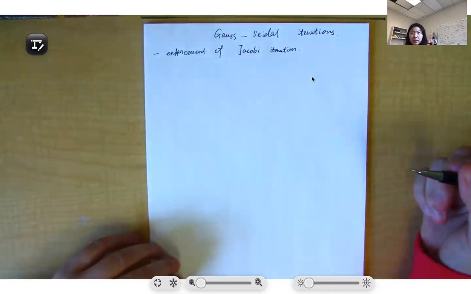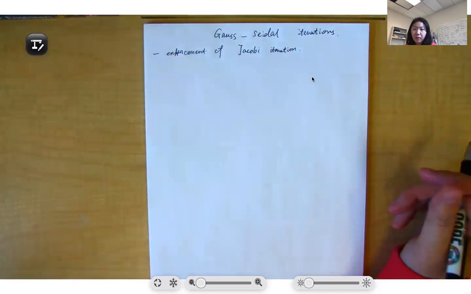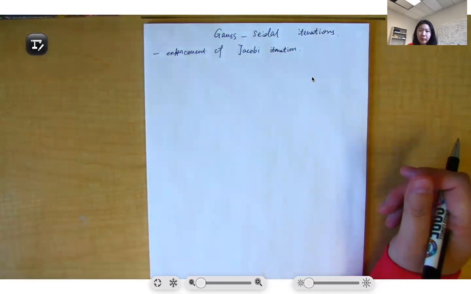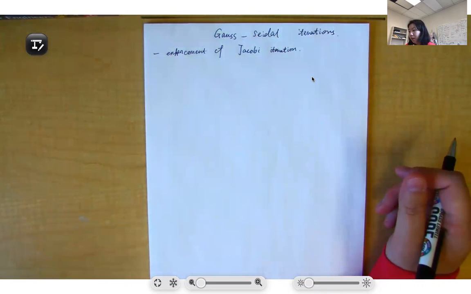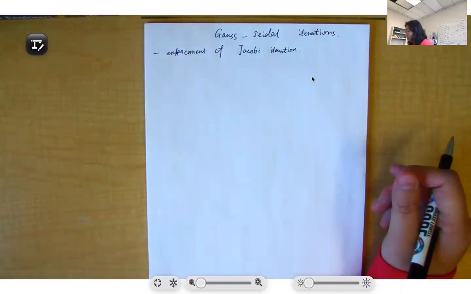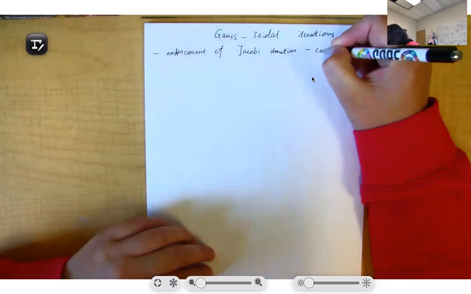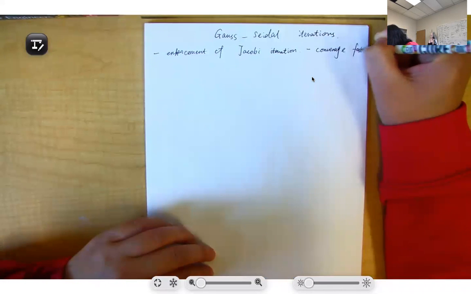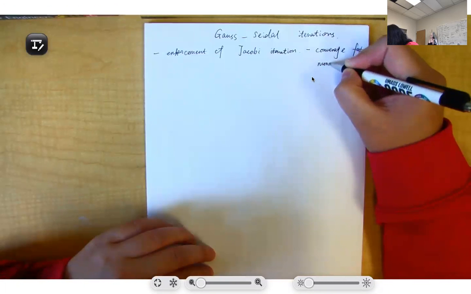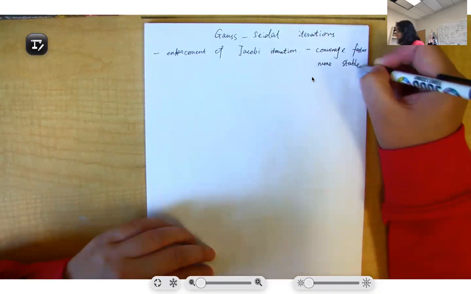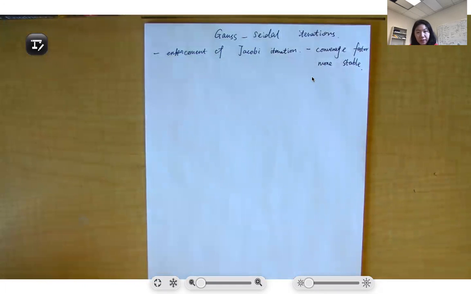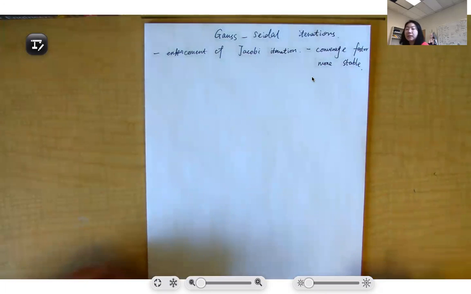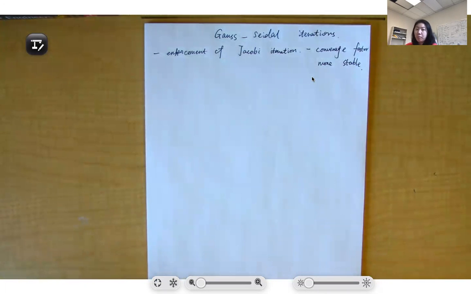The consequence of the Gauss-Seidel iteration, as compared to the Jacobi iteration, is that the Gauss-Seidel iteration will converge faster and be more stable. Let's check how the Gauss-Seidel iteration works as a comparison with the Jacobi iteration, with the same example we showed before.